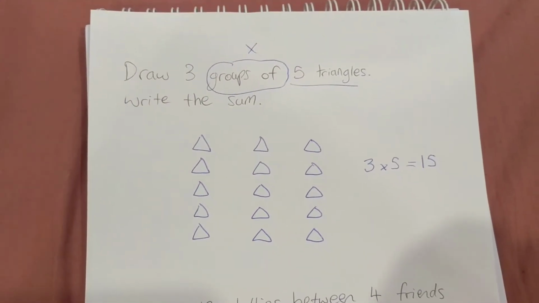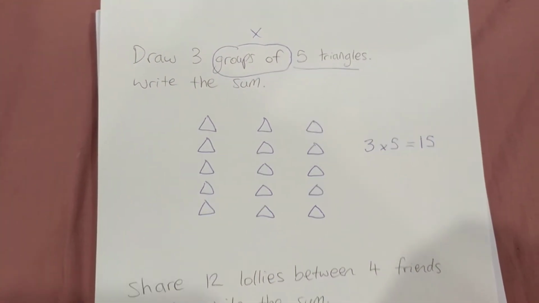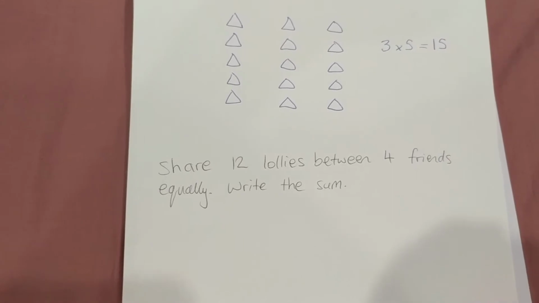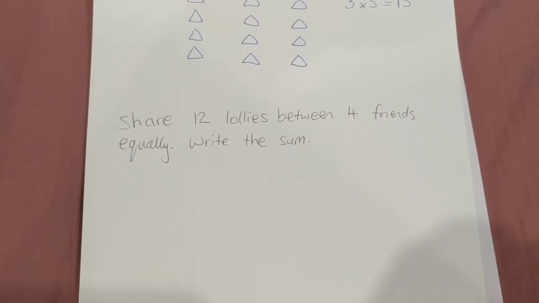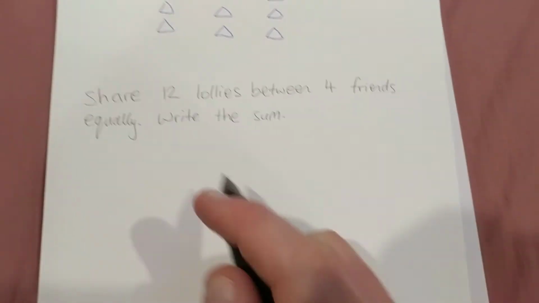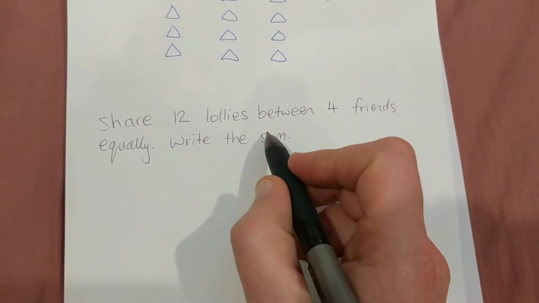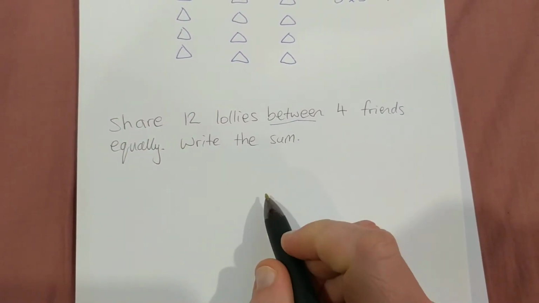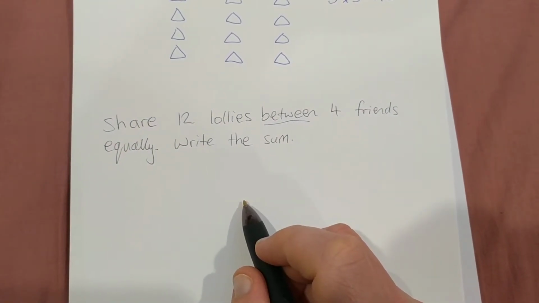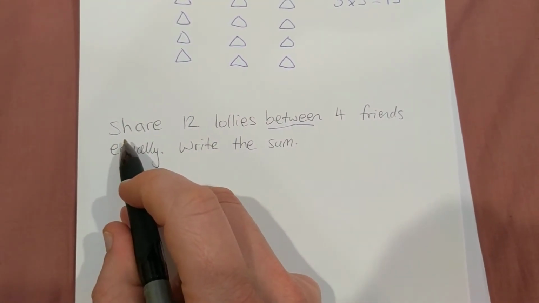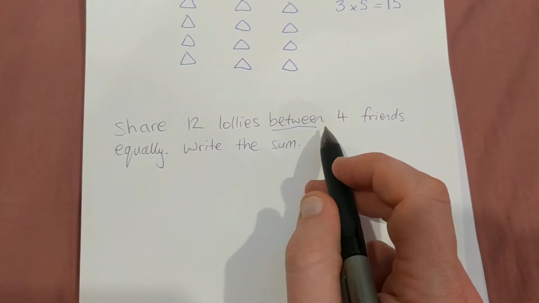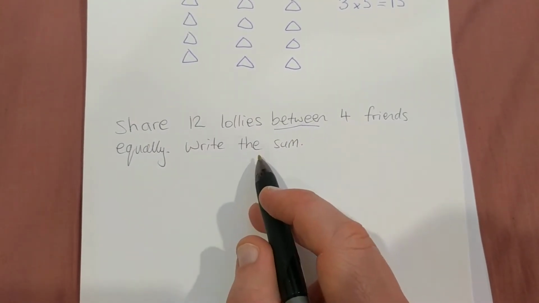The other type of question is a division question, and that will have words such as share or distribute, and it'll often have the word between or equal or each. So this one is share 12 lollies between 4 friends equally, and then of course you also need to write the sum.